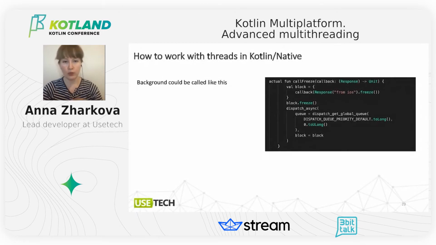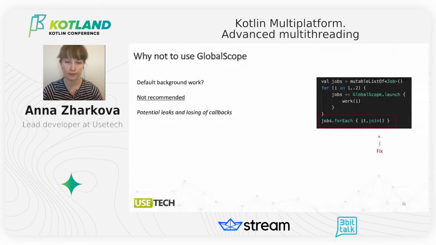Also, some people advise trying to call background work in this way, but I really doubt it, because in this sample we call the global queue with priority, but it also causes some problems because we know that there is no particular thread for them. So this is not a really good example of how to work with background in Kotlin Native.